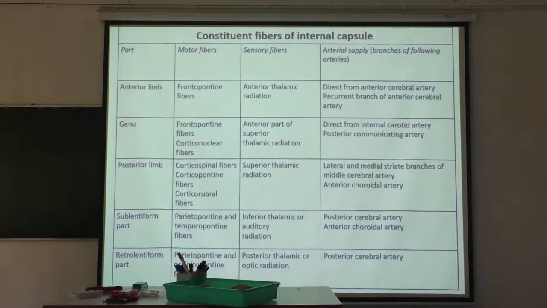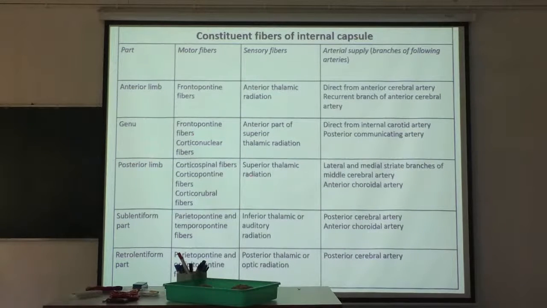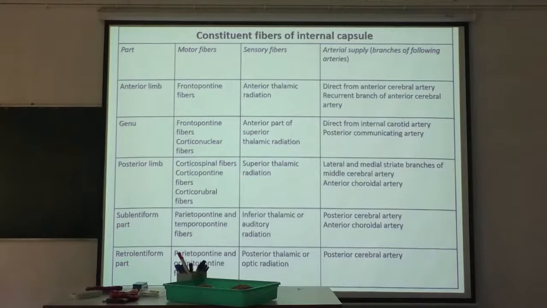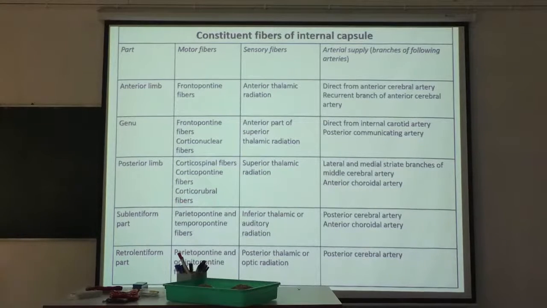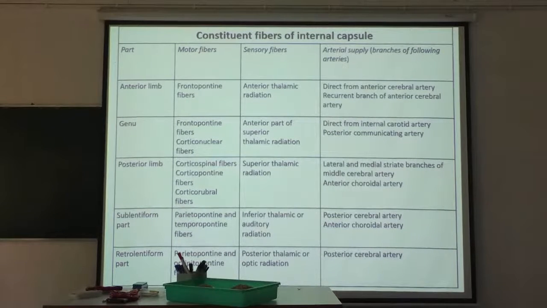Next we go to the posterior limb. The posterior limb has corticospinal fibers, corticopontine fibers and corticorubral fibers. Sensory fibers are the superior thalamic radiation. Arterial supply is by the lateral and medial striate branches of the middle cerebral artery and the anterior choroidal artery.